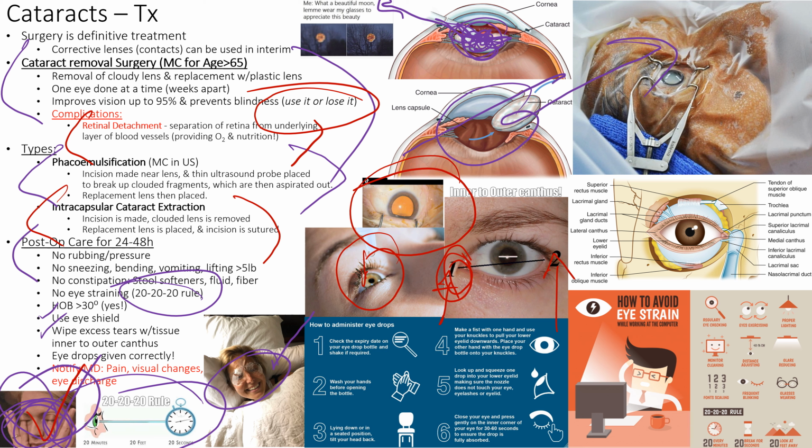All right, so then what else? You notify MD if there's any vision changes. They just replaced their cataracts. There shouldn't be vision changes. If there's vision changes, it might be some retinal detachment. Okay? Any eye discharge, that means it's a post-operative infection of some sort. Okay? So here's our inner canthus right there.